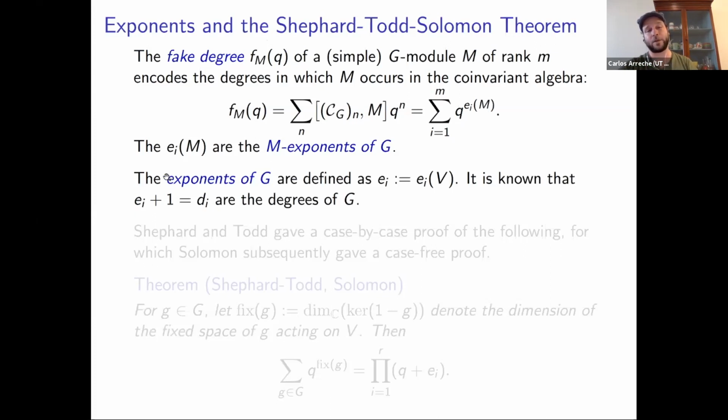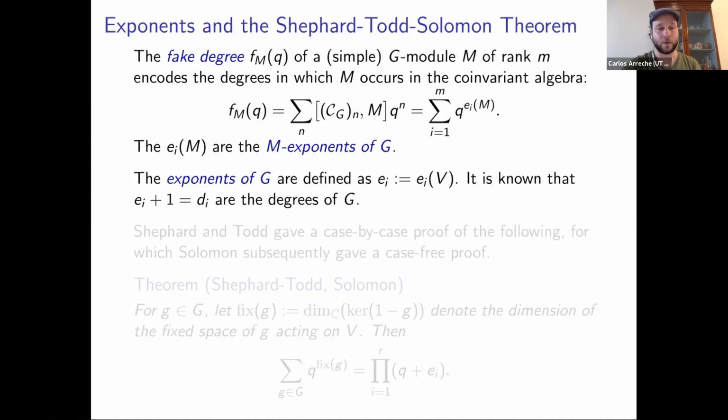Using this definition, the unadorned exponents of G are just going to be the V exponents, where V is the, excuse me, the reflection representation for the group. And it's known that in fact these exponents of G are related to the degrees of the fundamental invariant polynomials by just adding 1 to them.